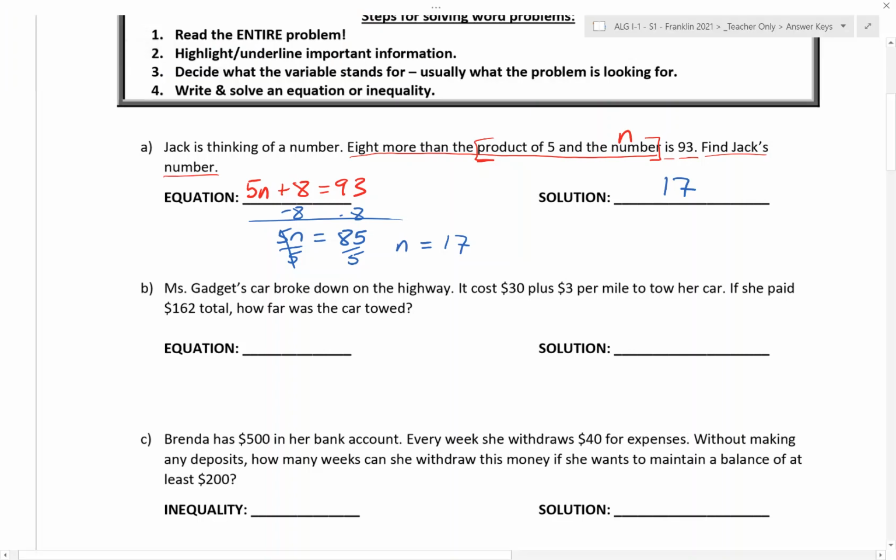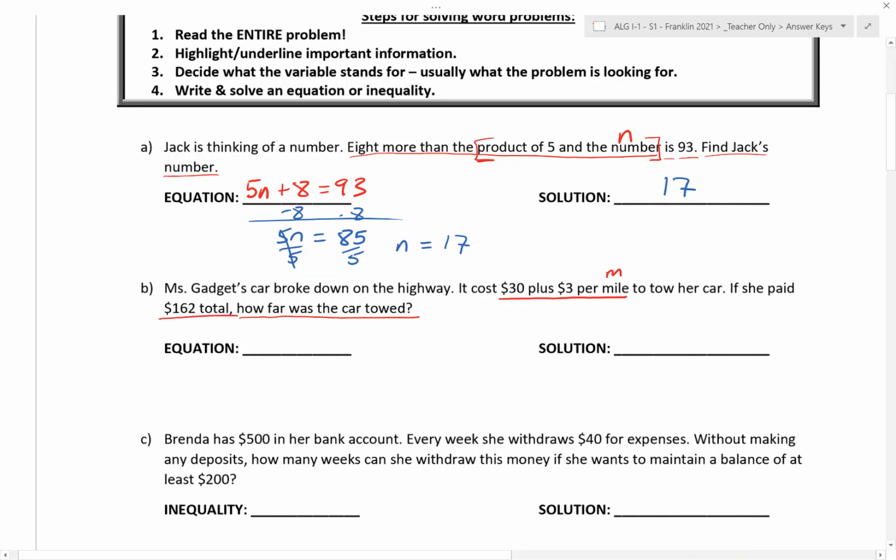Let's keep going. Mrs. Gadget's car broke down on the highway. It cost $30 plus $3 per mile to tow her car. If she paid $162 total, how far was the car towed? So we're trying to find the distance, right? The number of miles that her car was towed. So let's use that as our variable. Let's make it m. So it cost her $30 plus $3 per mile, and she paid $162 total.